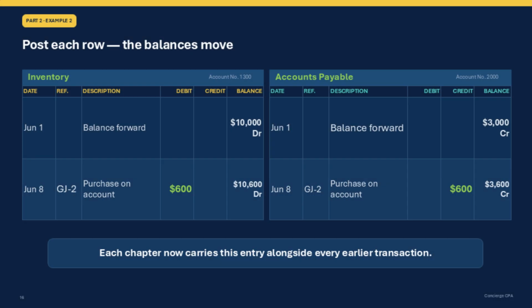Again, these accounts may already contain activity from earlier transactions. Assume the inventory chapter already had a debit balance of $10,000. After posting the new $600 debit, the inventory balance increases to $10,600. Now assume the accounts payable chapter already had a credit balance of $3,000. After posting the new $600 credit, the accounts payable balance increases to $3,600. The inventory chapter now includes the new purchase along with all the earlier transactions that affected inventory. The accounts payable chapter includes the new amount owed to the supplier along with the company's other unpaid obligations.